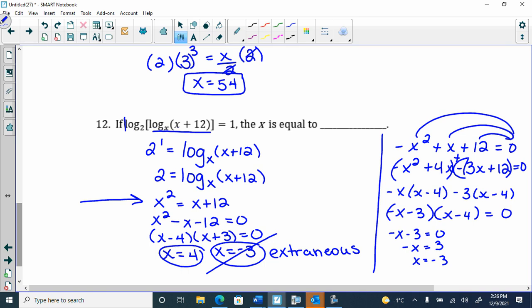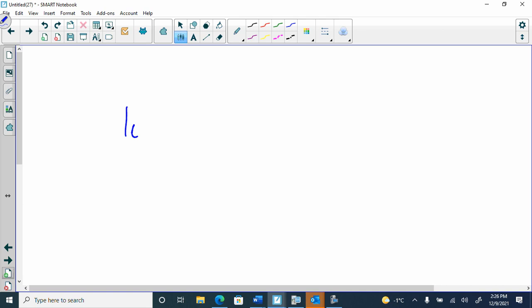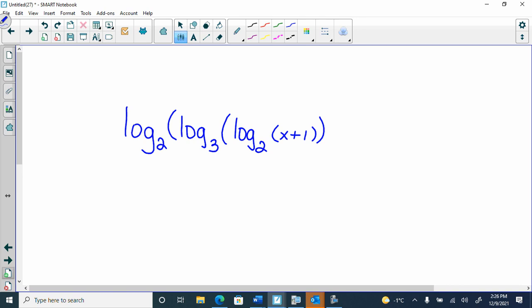Okay, here's one to try. Good luck, because I don't know how it's going to turn out. Log base 2 of log base 3 of log base 2 of x plus 1 equals 1. Can't promise it's going to be pretty, but it'll work.